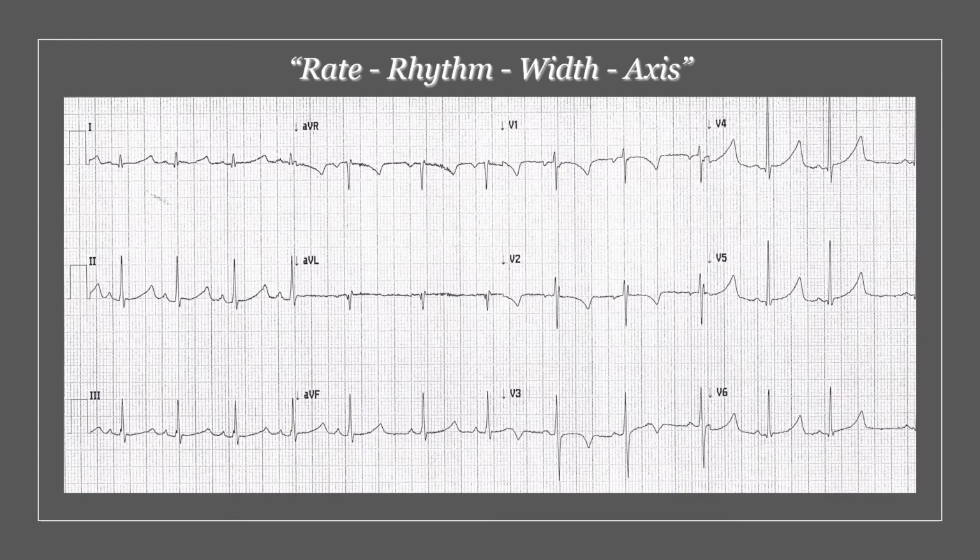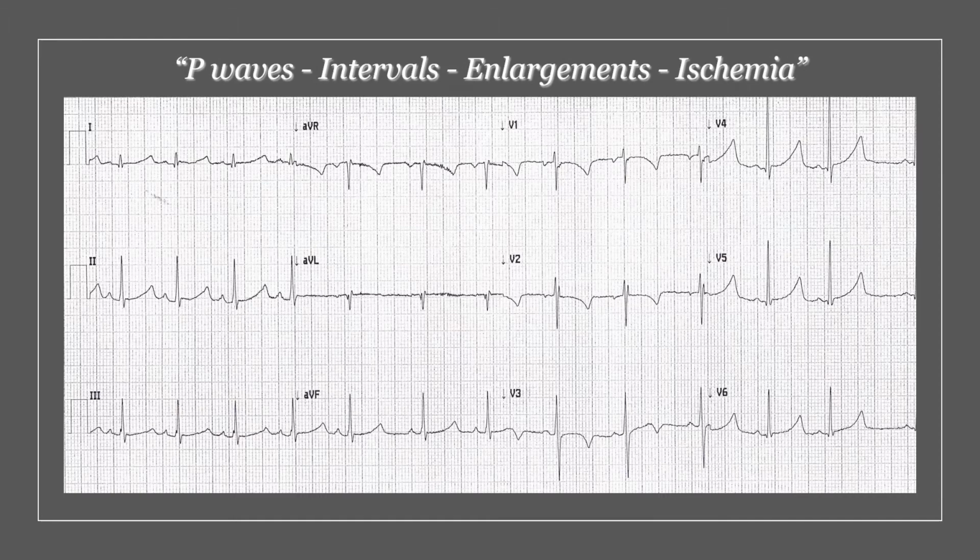If we look at the P waves, we will notice that they are upright in the limb leads, so 1, 2, 3, AVL and AVF, and they are inverted in AVR. So that's a normal sinus rhythm. And the axis here, looking at lead 1, we will notice that it's pointing up. Looking at AVR, AVF, it's pointing up. So that will make it a normal axis. So far, everything is normal. And then we're going to continue with our other questions.